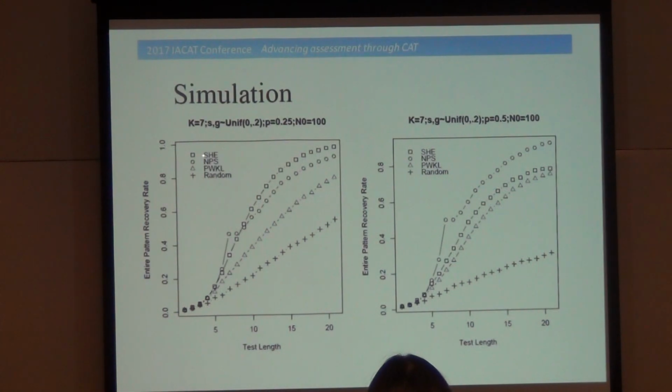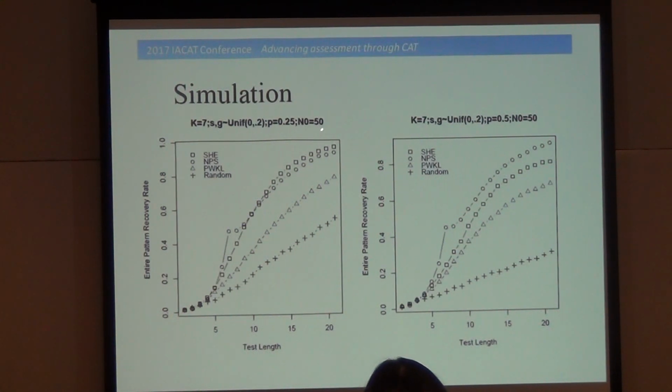And when we have 7 attributes, the discrepancy between the NPS and the SHE becomes smaller, but on the right, the NPS outperforms the SHE method. So if K gets larger, the NPS will perform much better than the parametric method. And when we have a much smaller sample for calibration, the NPS method and the SH method perform almost the same, and on the right, the MPS outperforms the parametric method.